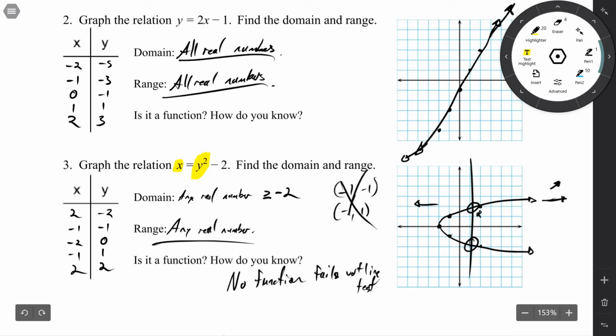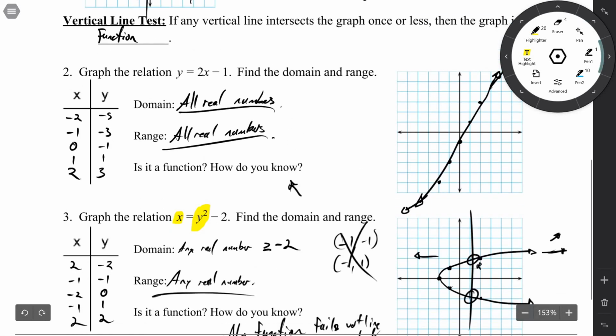I suppose I asked up here, how do we know that this one is a function? Well, it does pass the vertical line test. So yeah, passes vertical line test.